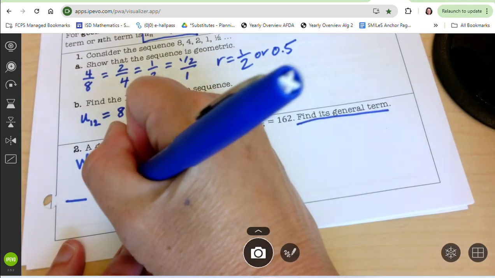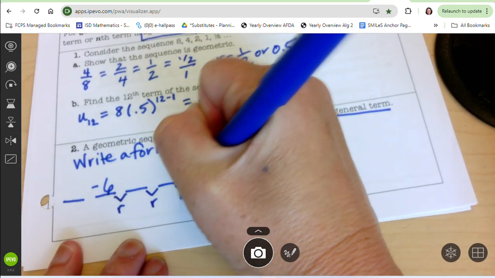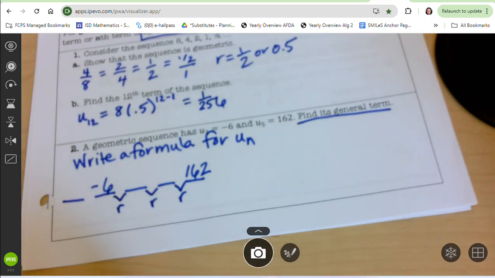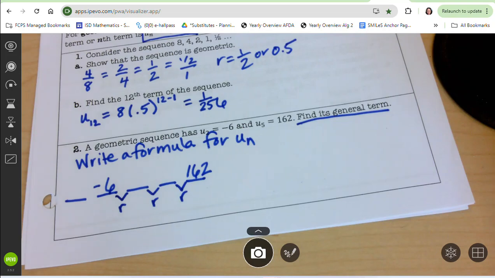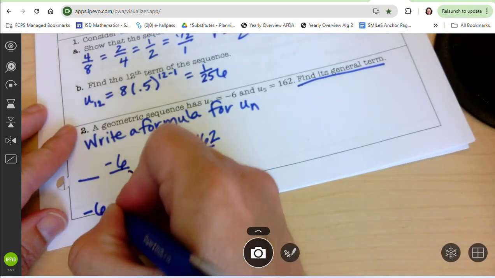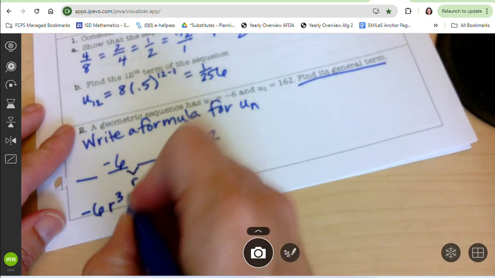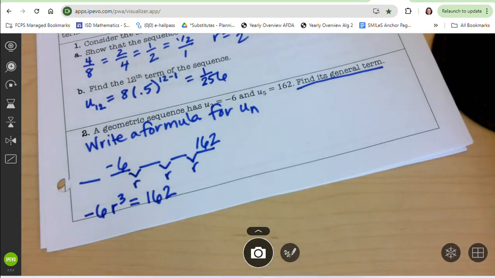So to get from here to here is times r, here to here is times r, and here to here is times r. So that's not times 3r though, because r times r times r is not 3r. What is it? R cubed. Good. So if we have negative 6 times r cubed, it's going to give us 162. Negative 6 times r cubed is 162. R times r times r is r cubed.